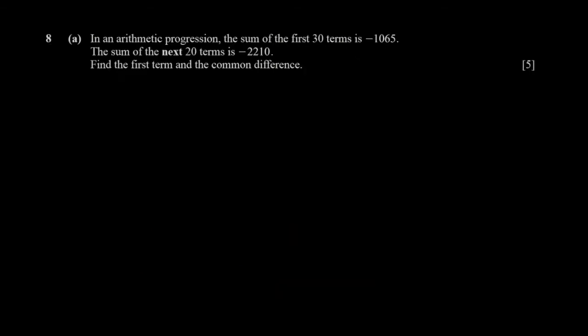All right then, question 8. In an arithmetic progression, the sum of the first 30 terms is negative 1065. The sum of the next 20 terms is negative 2210. We want to find the first term and the common difference. All right. Well then, we need to know the formula, first of all, for the sum of the first n terms. The sum of the first n terms is n upon 2, 2a plus (n minus 1)d, right?